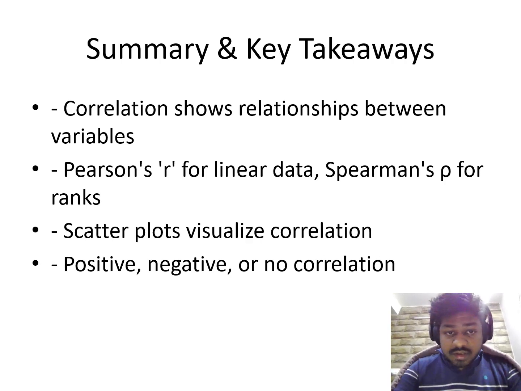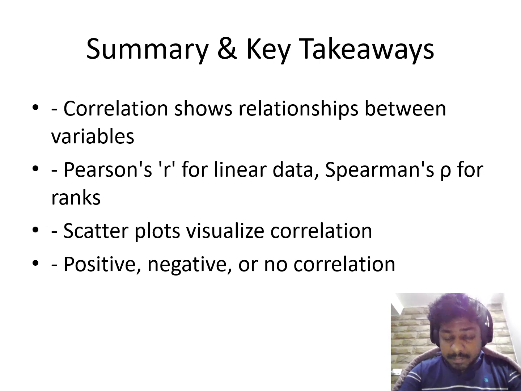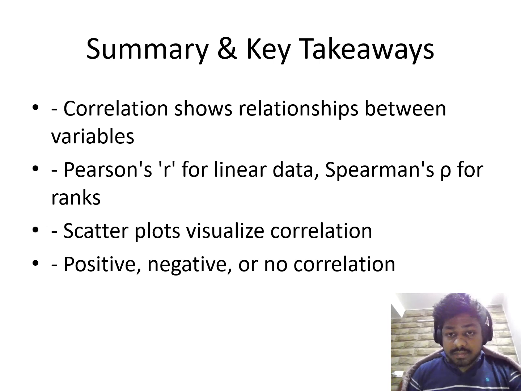So the key summary and takeaways are: correlation shows the relationship between variables. Pearson's coefficient R is for linear data and Spearman's coefficient is for ranks. Scatter plots are used to visualize correlation, and there are 3 types of correlation: positive, negative, and no correlation.